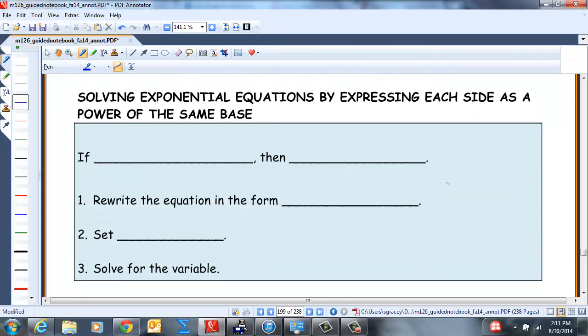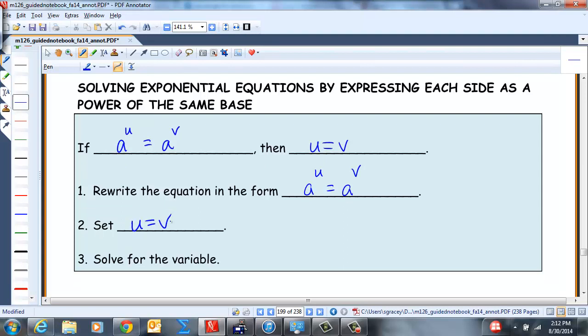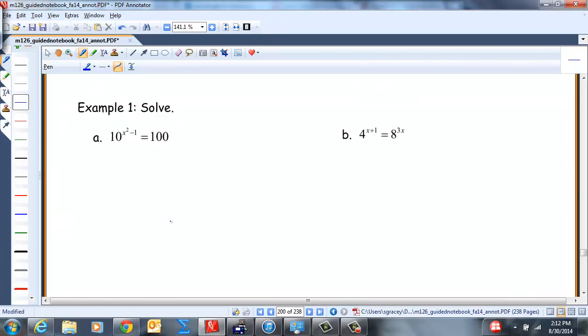Now we go to solving exponential equations by expressing each side as a power of the same base. So recall that if some base raised to the u is equal to the same base raised to the v, then u has to equal v. So basically you make sure you look at your equations and see what kind of form they're in, and if you can, you rewrite it in that form. And then you set u equal to v and you solve. Okay? So, a couple of examples.